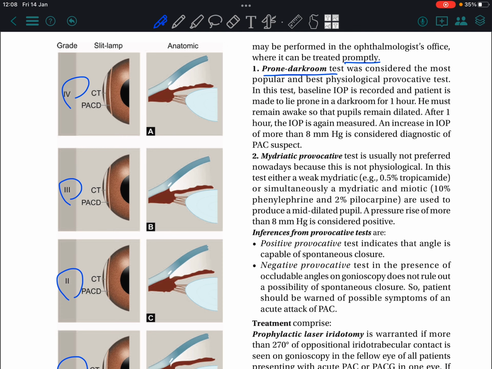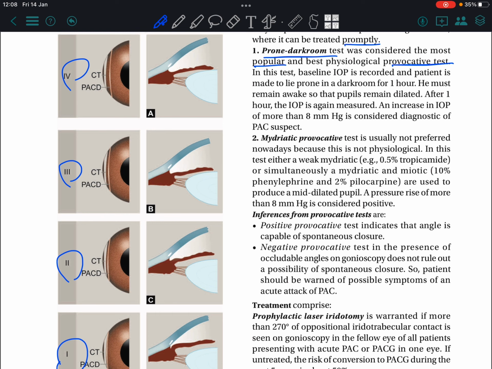Prone darkroom test was considered the most popular, best physiological provocative test. In this test, baseline IOP is recorded and the patient is made to lie prone in a darkroom for 1 hour. He must remain awake so that the pupil remains dilated. After 1 hour, the IOP is again measured. An increase in IOP of more than 8 mm Hg is considered diagnostic of PACS.